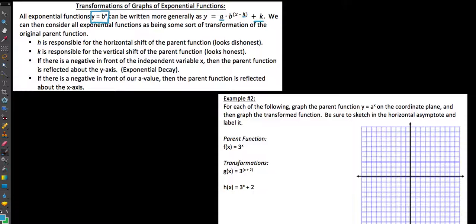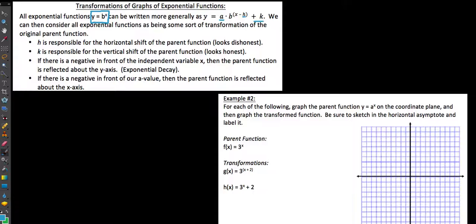And as we've looked at transformations in the past, we've seen how these values affect the graph of a parent function. The neat thing about the graph of y equals b to the x is that it is affected in the same way as other functions by the values of a, h, and k. So with respect to what a, h, and k do, let's review what we know about these.